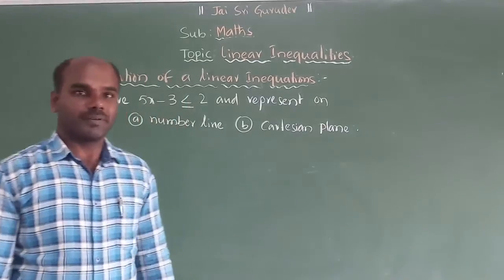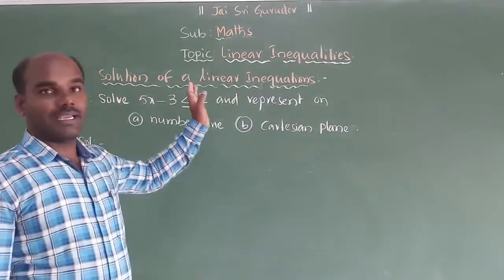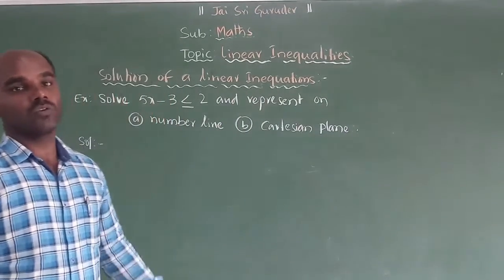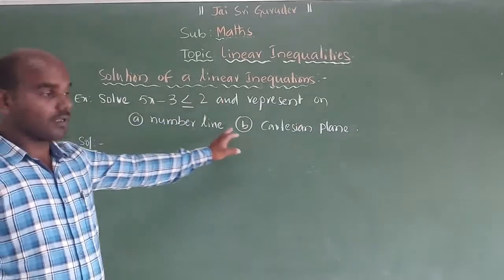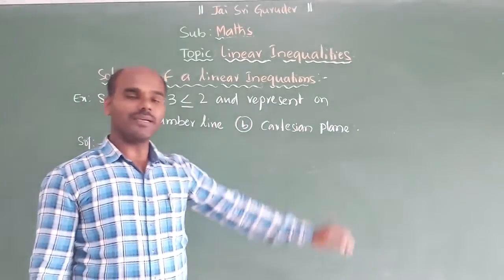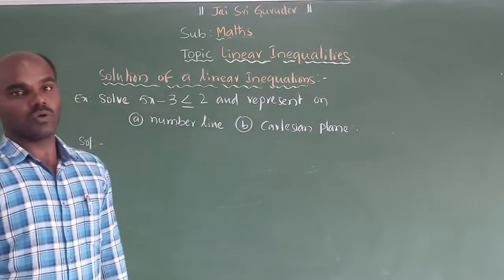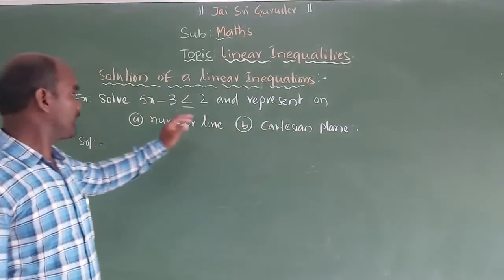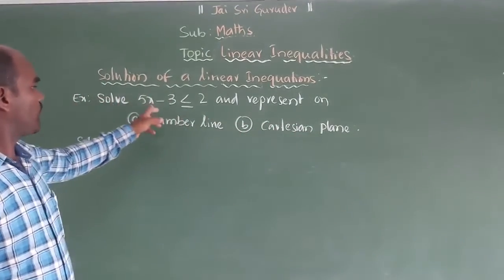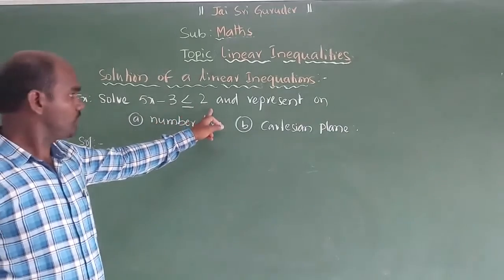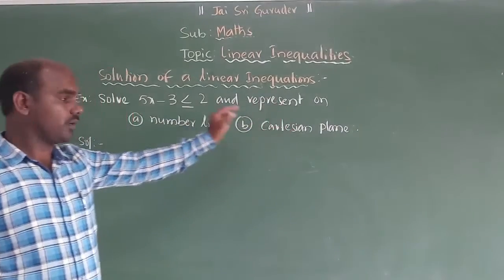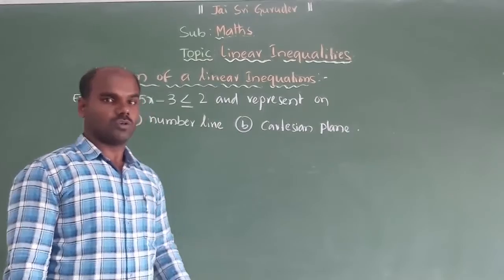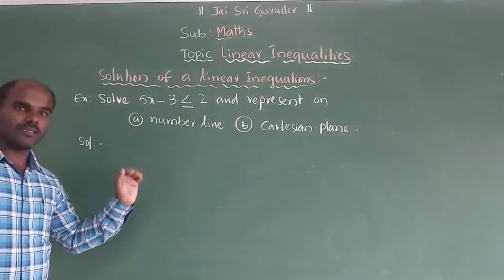Dear students, in the previous class we learned about the solution of a linear inequation on the number line. In this class we will discuss the continuation of that, on the number line and on the Cartesian plane. By doing some examples you will understand easily. Solve 5x minus 3 less than or equals to 2 and represent the solution on the number line and on the Cartesian plane. First we have to do the solution.